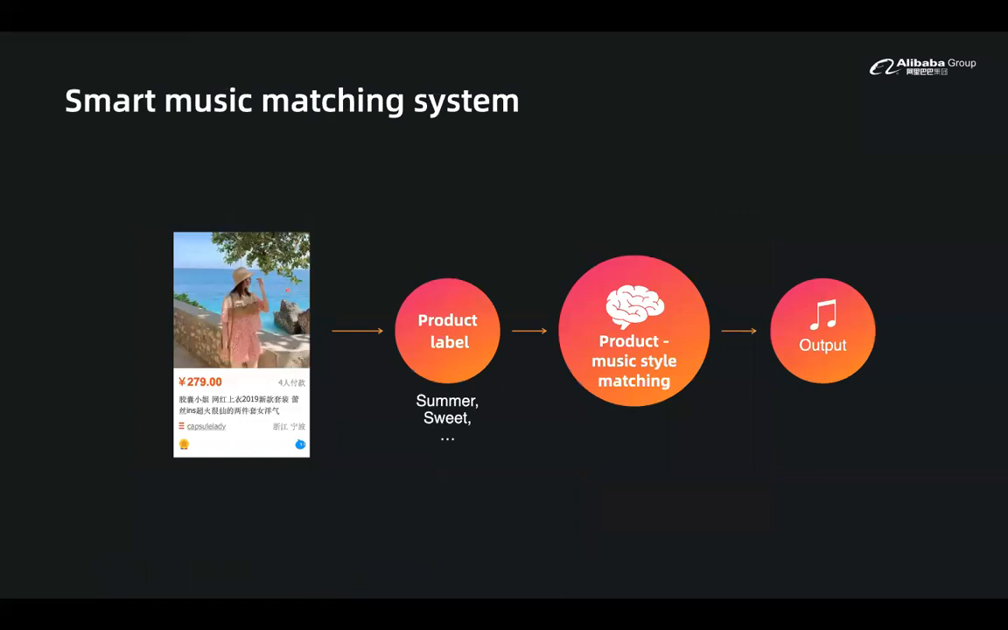And talking about videos, we cannot leave the music out. Music can be really important to the video atmosphere. So we have the smart music matching system. Based on the product label, we can find the music style that matches the product label most. For example, this one, we might find some music like this.